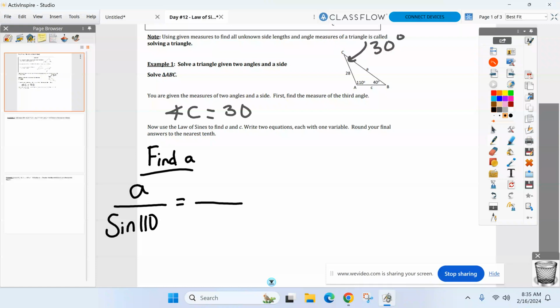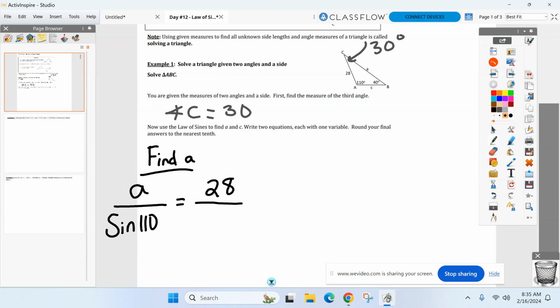What's going to go here? Same exact thing. A side and the sine of the angle across from it. But do I really want to introduce a new variable? Probably not. So why don't you give me a side that we know and an angle across that we know? So what side was given to us? 28. So I'm going to put 28, a side length, over the sine of the angle across.